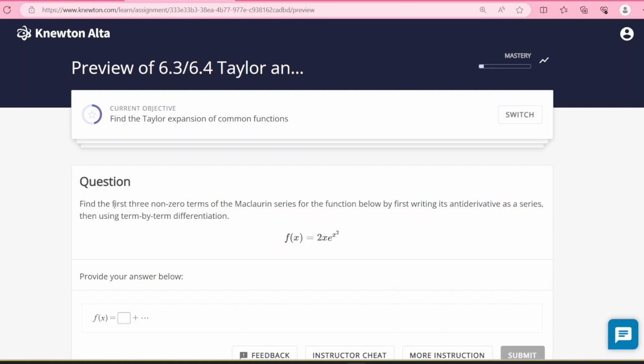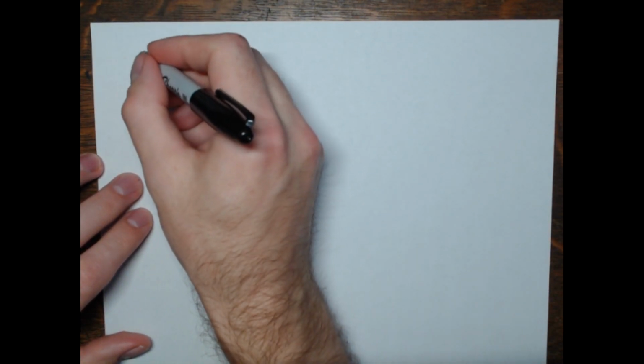They're asking us to find the first 3 non-zero terms of the Maclaurin series for the function below by first writing its antiderivative as a series and then differentiating. That's really unnecessary here. I'll show you both ways, but all right, so watch. I'll show you the way they're asking. So here's our function.